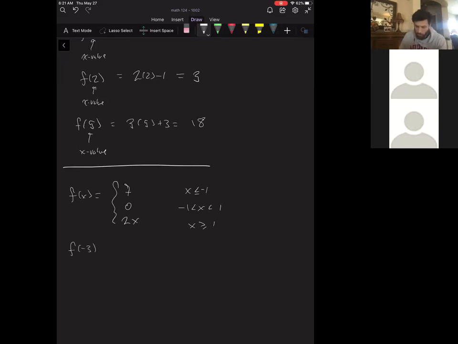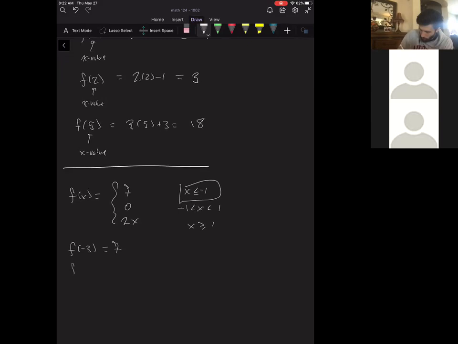Okay, so where does minus 3 fall? That's going to be this top one. See, minus 3 is less than or equal to minus 1, so we're going to use our top equation. But what this top equation is saying, 7, is just no matter what x value we plug in, we're going to get the number 7. So f of minus 3, that's just equal to 7.